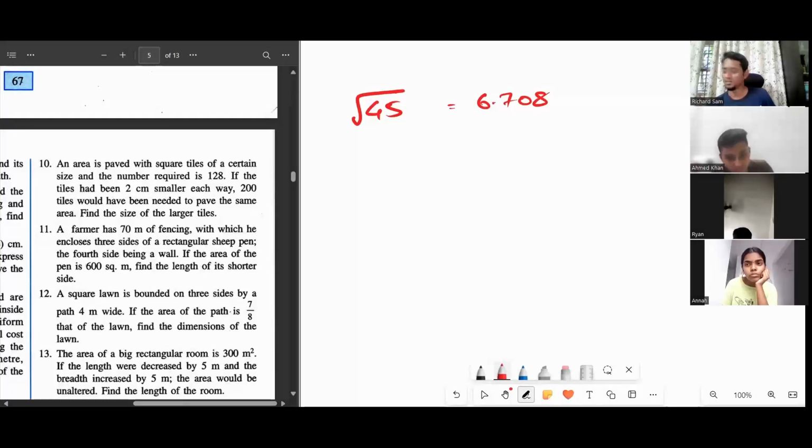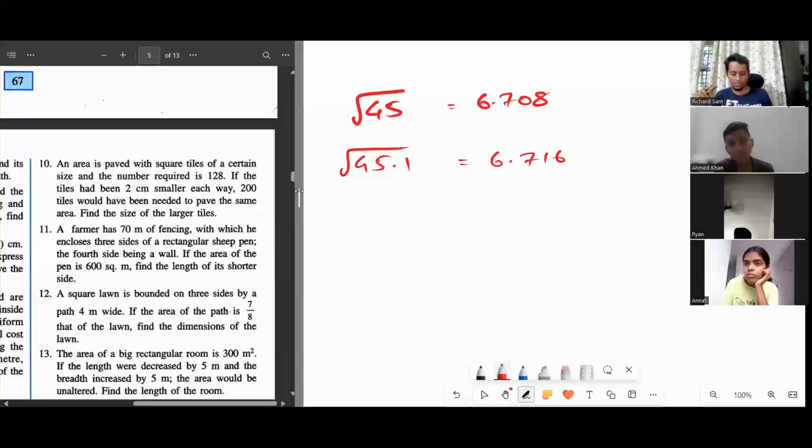If they give you this, then that's good. Next to that 6.708, there is 6.716. That is for when there's a decimal point with the number. For example, if you have 45.1, then you look at that one on the top: 45 from the column and 1 from the top. What is the answer for 45.1? 6.71. So this whole table can go up to one decimal place.